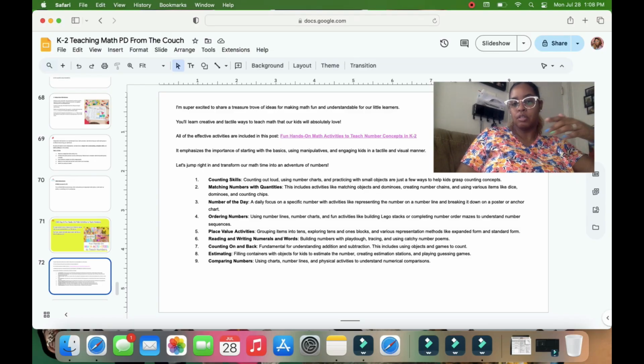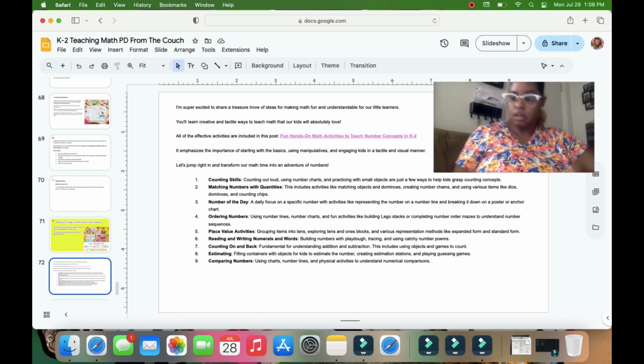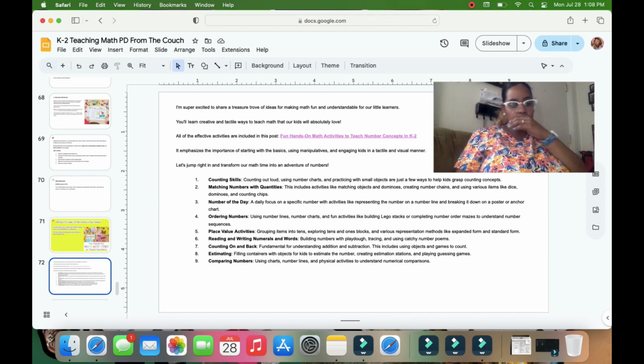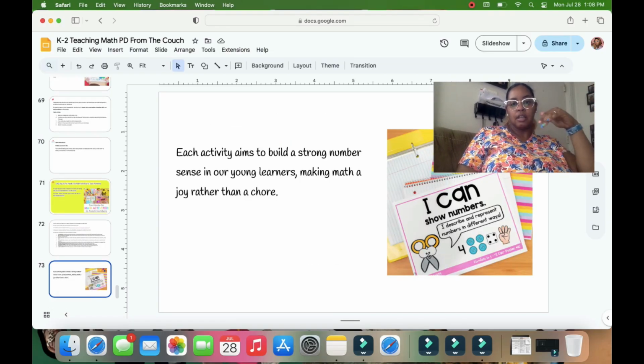Foundational for understanding addition and subtraction, game counting, and then things like filling counters with objects for the kids to estimate the number, and then playing guessing games, using charts, number lines, and physical activities to understand the numerical comparisons. So each activity aims to build a stronger number sense in our young learners, making math a joy rather than a chore.